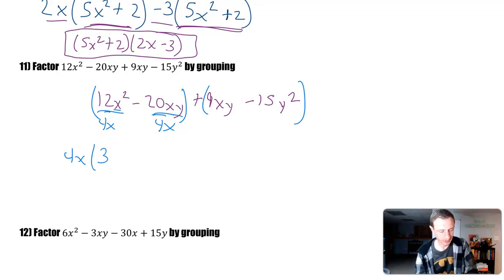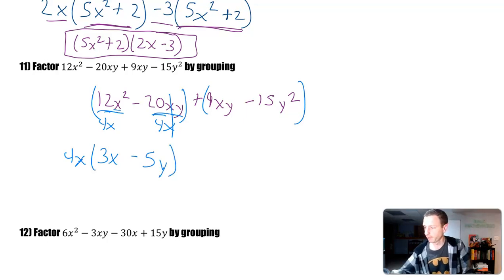12 divided by 4 is 3. X squared divided by x to the first is 2 minus 1, which is 1, so x. Minus 20 divided by 4 is 5. And then I took out x, x over x cancels, so that leaves me with just y.